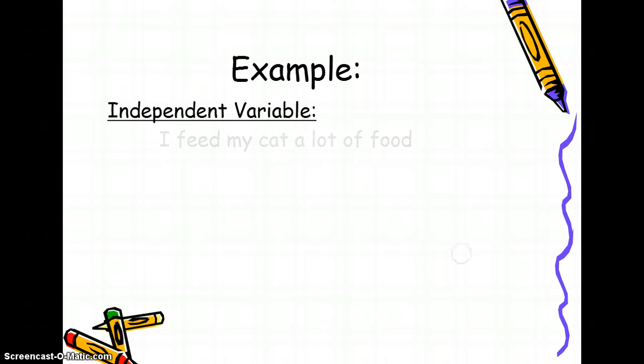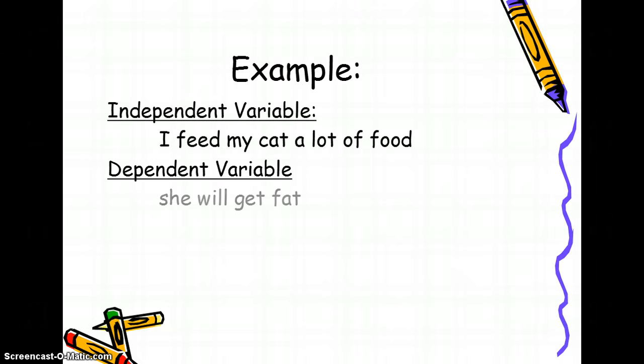Okay, independent variable. I feed my cat a lot of food. So if you are doing an experiment, this is the one thing that you will be changing, the amount of food you feed your cat. And what you will be measuring and what you want to find out is if she will get fat based on the amount of food that you feed her. So that's your dependent variable.